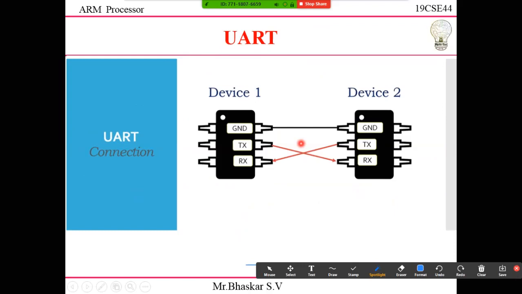Next, how does a UART connection generally work? When I take two devices, and here instead of devices I'm going to take ports, later we'll see that. We have a transmitter, connected to the receiver of another device, and the receiver of this one is connected to the transmitter of device 2, and a common ground is used.